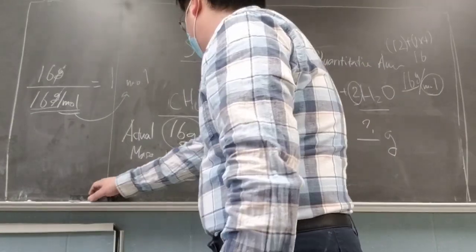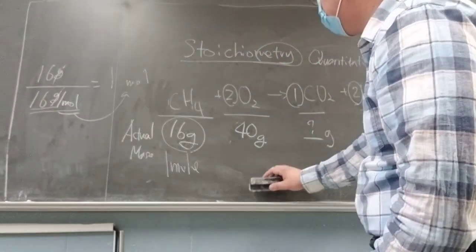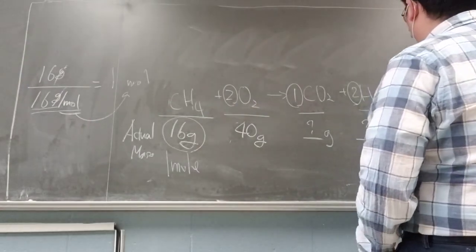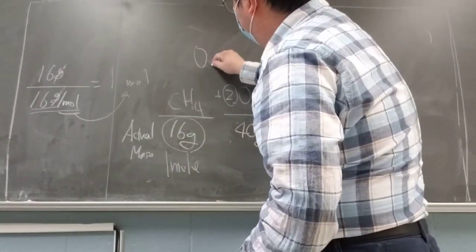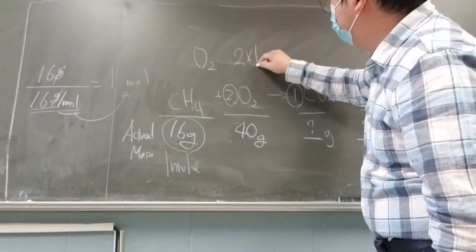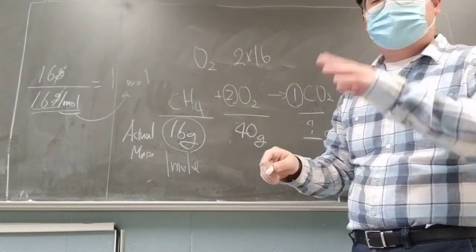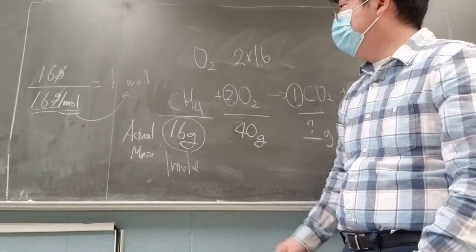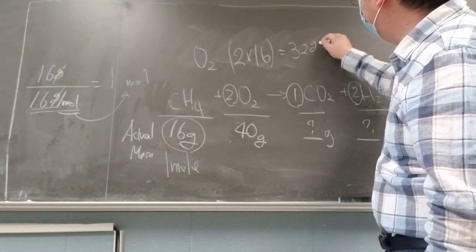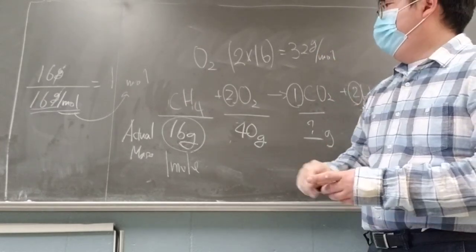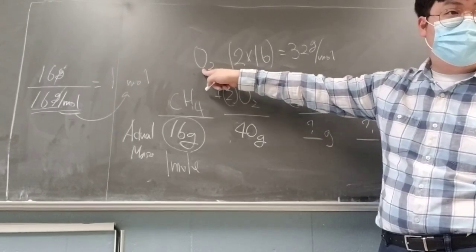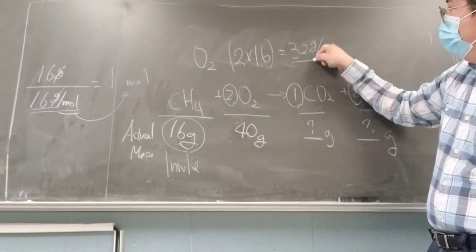So if that is the case, O2 is the same. O2 means there are 2 oxygens. So maybe 2 times 16, since oxygen is about 16, right? It's 15.99 something, but just make it 16. It's about 32 grams per mole. Meaning, if you have 1 mole of oxygen diatomic molecules, they will weigh about 32 grams.